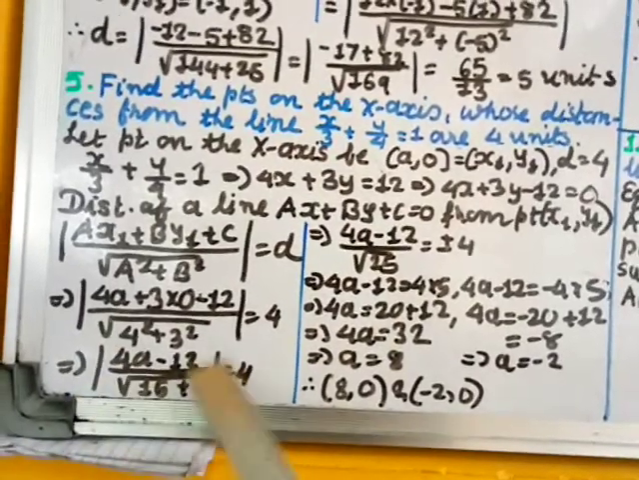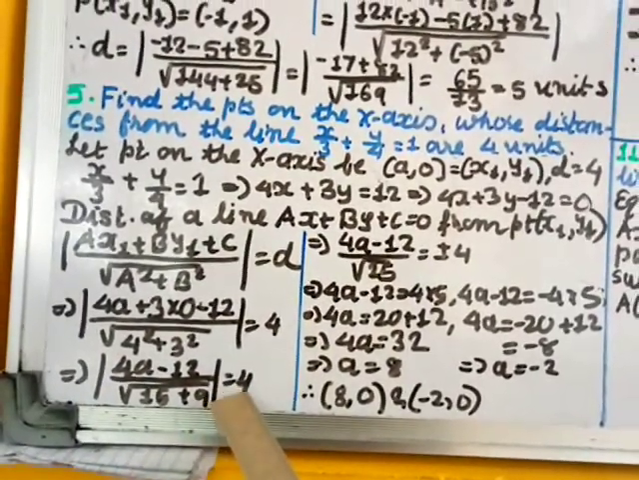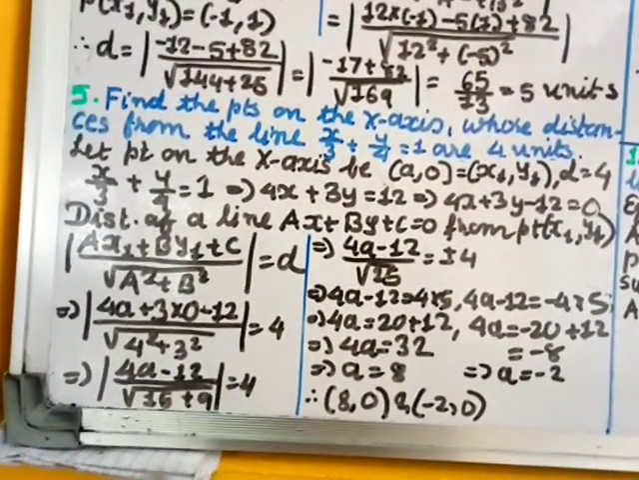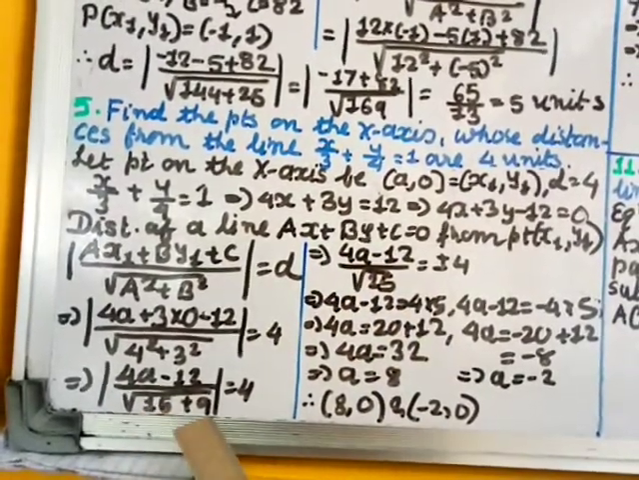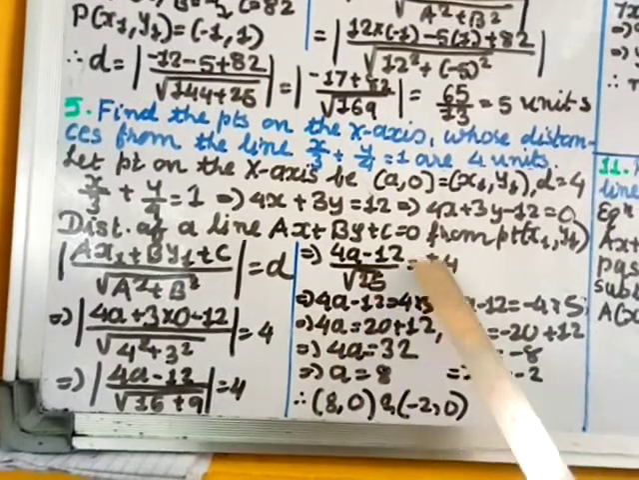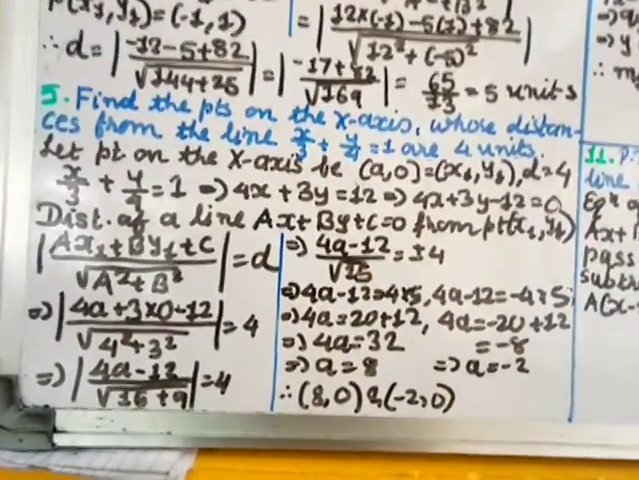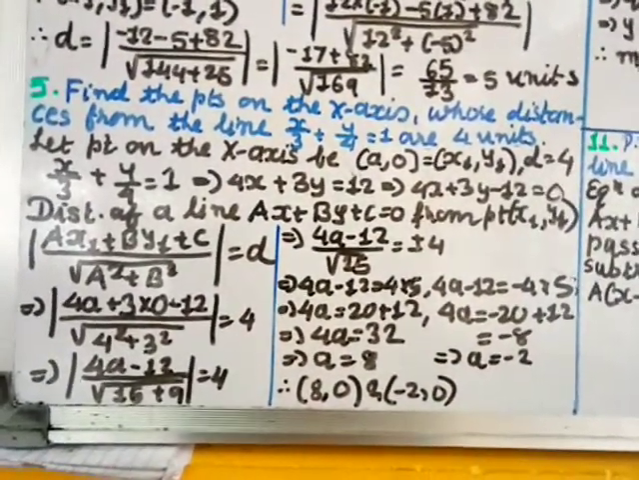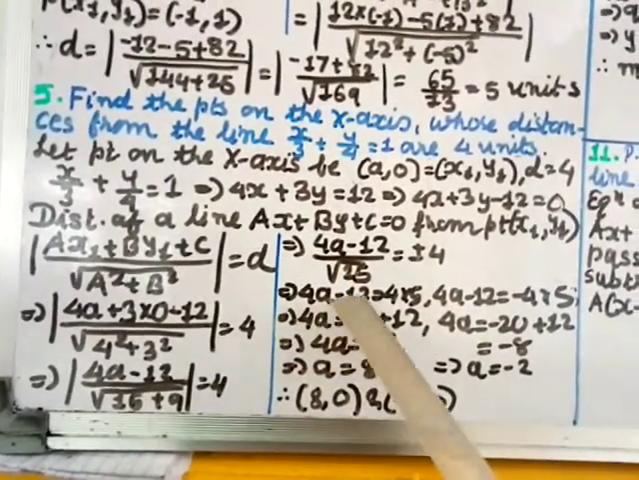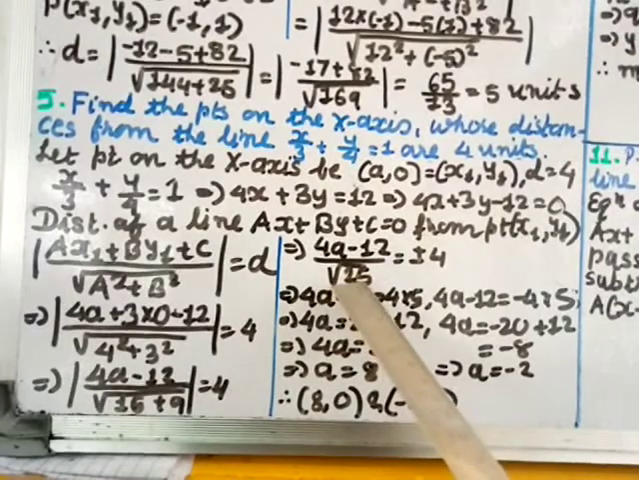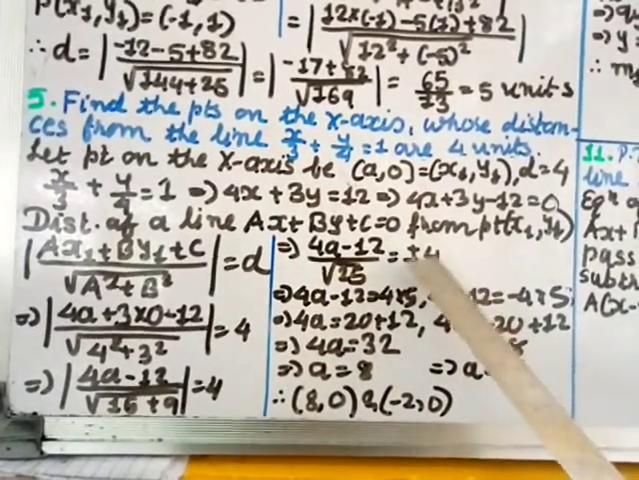Now if you remove the modulus, then the 4 can be taken as plus or minus. This can be written as 4a minus 12 divided by square root of 16 plus 9, which gives you 25, equal to plus or minus 4. Because I have removed the modulus, the value can be positive or negative, therefore you have to take plus or minus. Now this is 4a minus 12, the square root of 25 is 5, take this here, so 4 into 5.